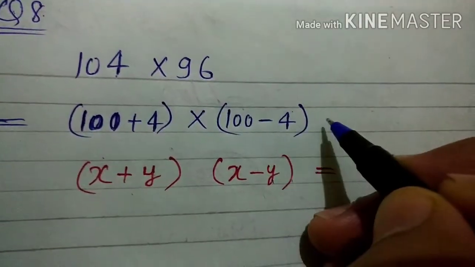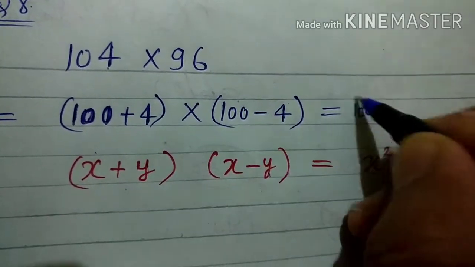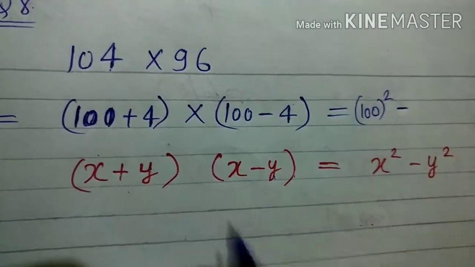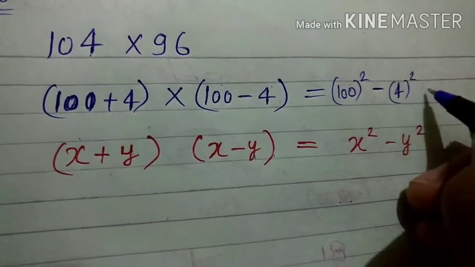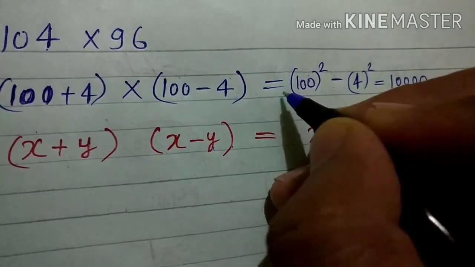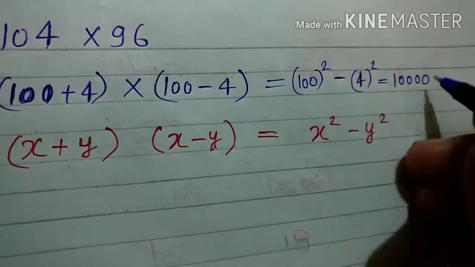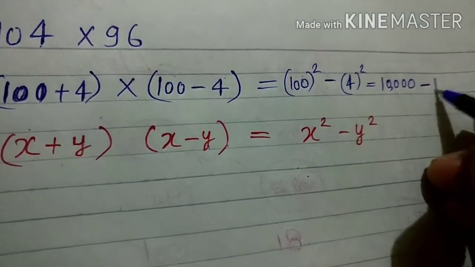So x square minus y square means, what is our x? 100. So 100 square minus y square. y is what? 4. So 4 square. So 100 square means 10,000. 1, 2, 3, 4. 100, 2 zeros are there. So when we are doing a square, 4 zeros. It means 10,000 only. Minus 4 square, 16 only.